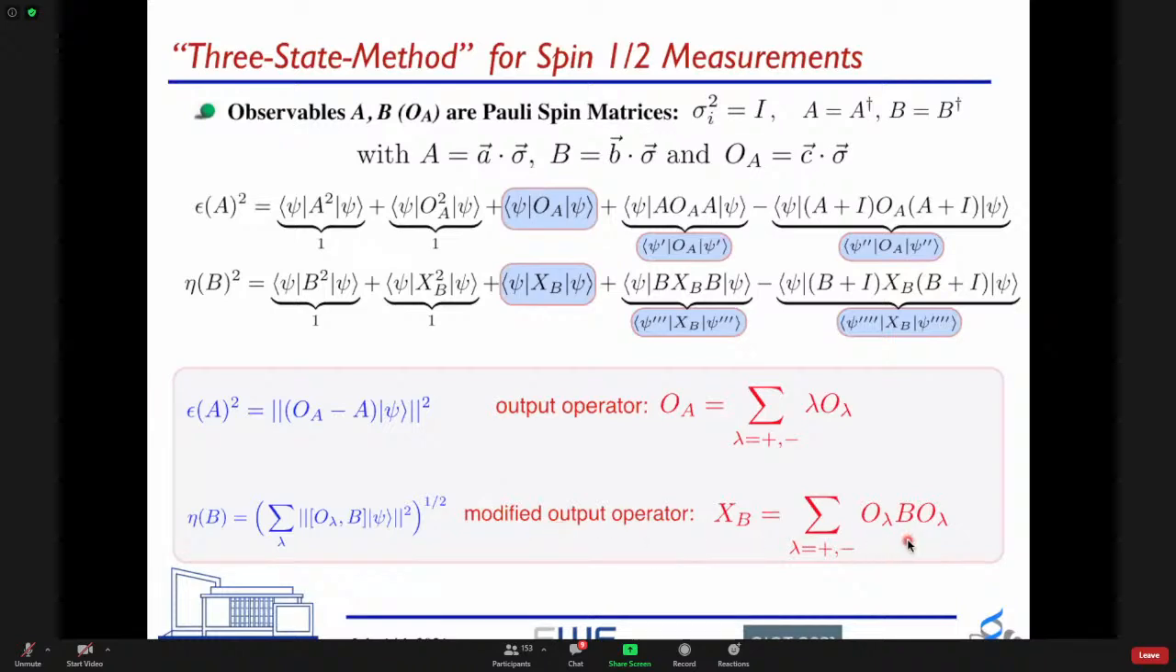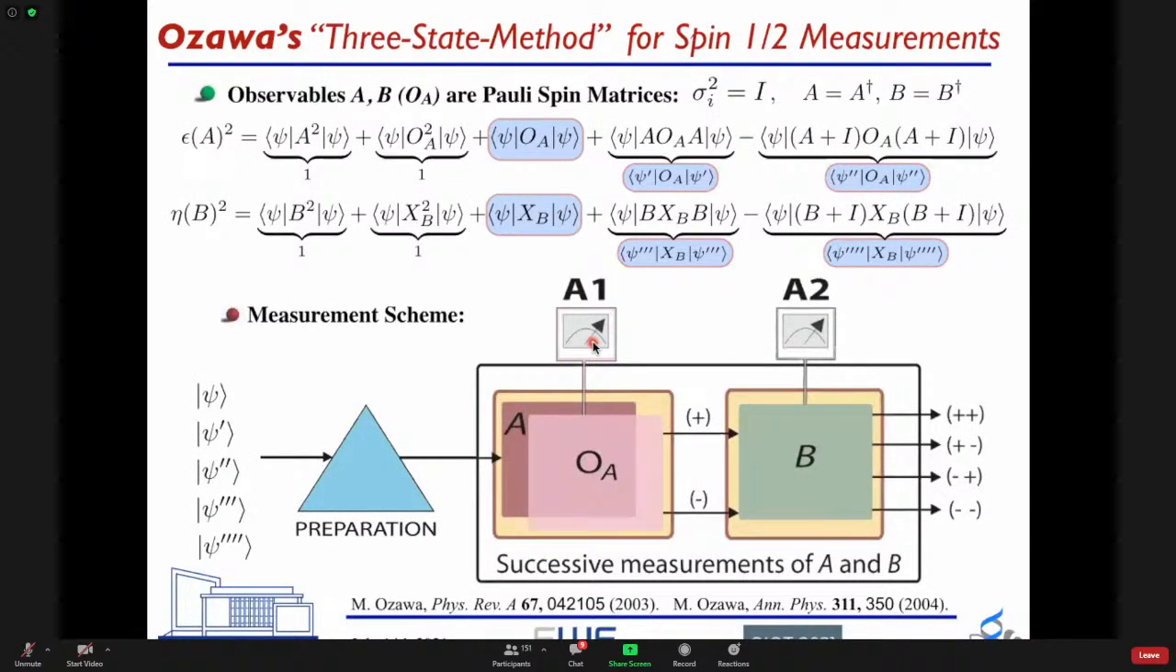As you see here, it tells you how the observable B of the second measurement is modified by the measurement operators of our first measurement. And this is the source of the disturbance. You see here, the error is given by expectation values of the output operator, of the approximator, while the disturbance of the successive second measurement is given in terms of expectation values of the modified output operators in also three different states. And this is how the actual measurement would look like.